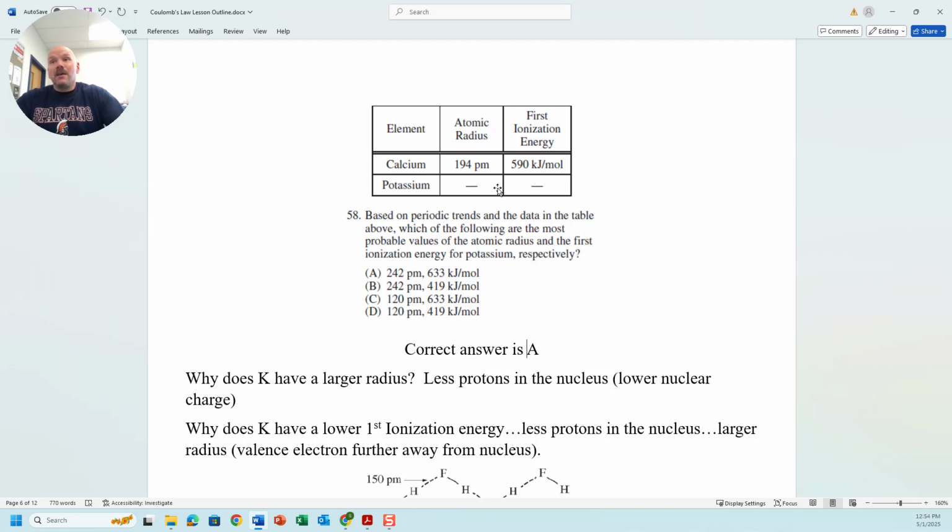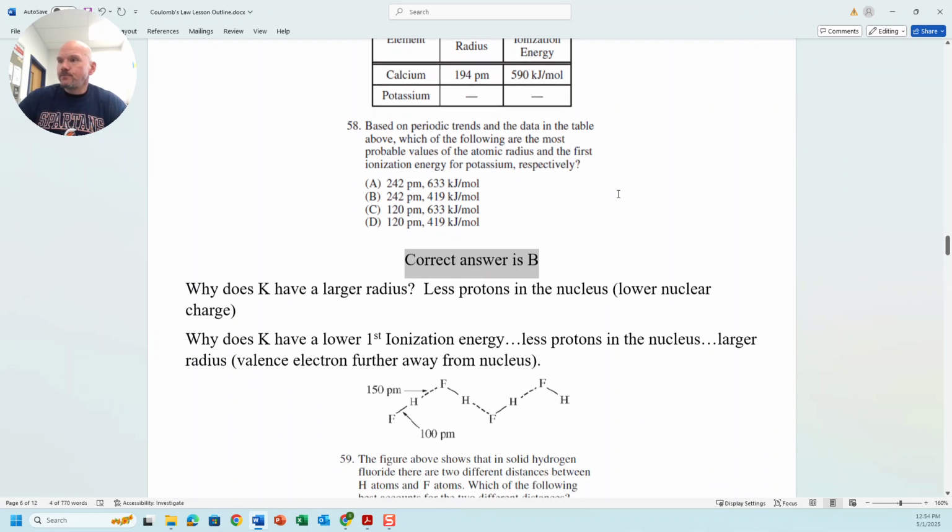And because that valence electron in potassium is a little bit further away from the nucleus, it's a little bit easier to remove, so it'll have a lower first ionization energy. And sorry, I said A. The correct answer is B, okay? Higher radius, lower first ionization energy. Sorry, okay, the answer is B here, okay.